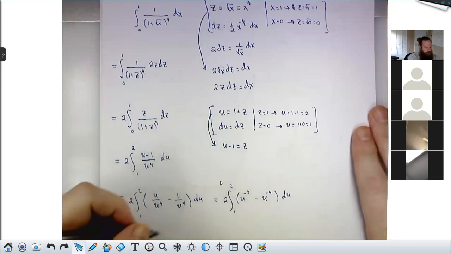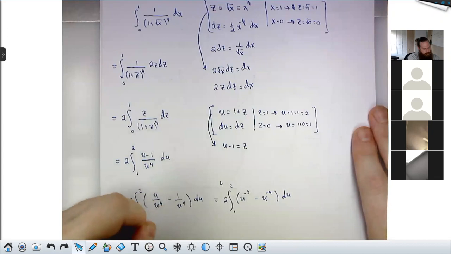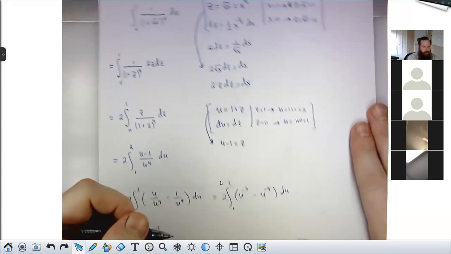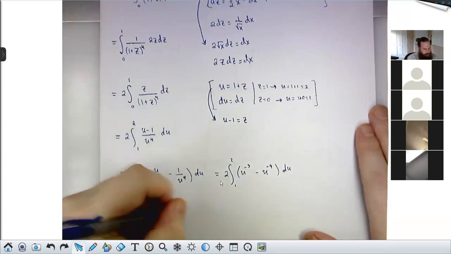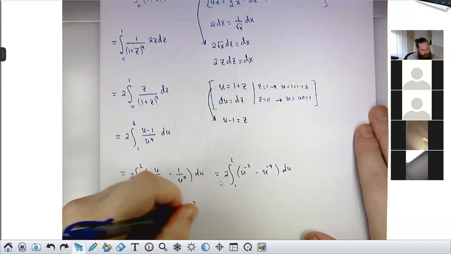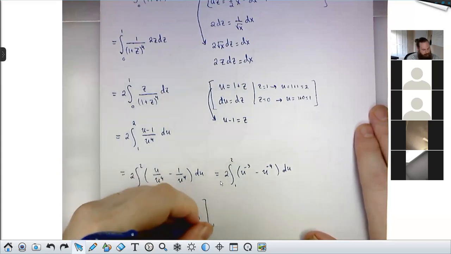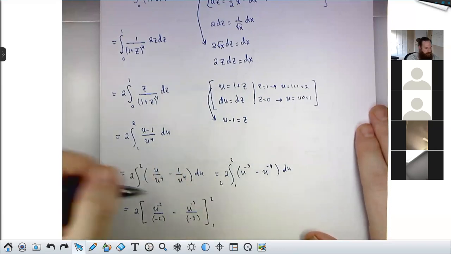Antiderivative for u to the negative 3, I add 1 to the power, that's u to the negative 2, and I divide by that new power, minus antiderivative for u to the negative 4, I add 1 to that power, that's u to the negative 3, and I divide by that new power, and all of this gets evaluated between these new bounds, 1 to 2.